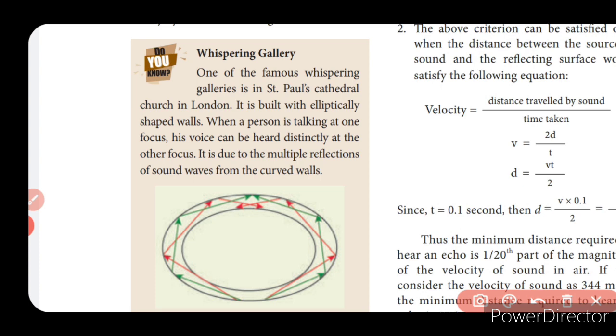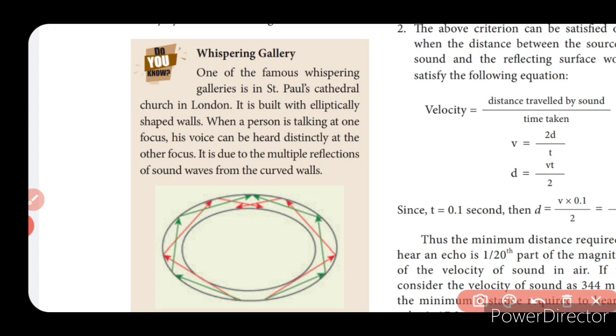So in whispering halls, the speech of the person standing at one particular point can be heard by a large number of audience standing at the other point, or the other focus. So this is the whispering hall, you can see in the picture. This is due to the multiple reflection.